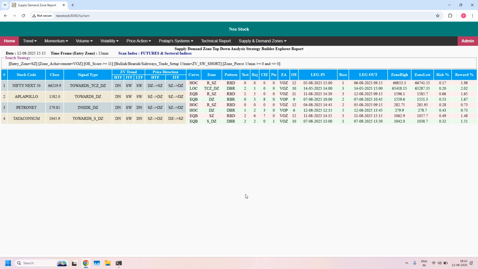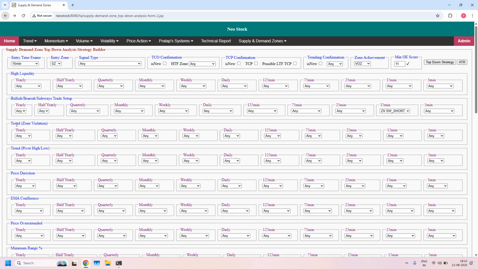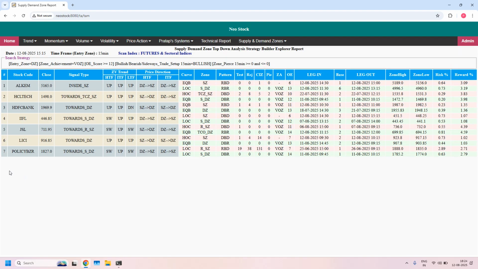And the next one is a bullish trade setup for daily income trade. Entry time frame is 15 minutes demand zone. And here bullish or bearish, I am selecting bullish. And third change, minimum odd enhancer score should be 12. By applying all the filters on the 15 minutes demand zone, we got 7 stocks supporting bullish trade setup for daily income trade, and entry time frame zones are 15 minutes demand zones. So total we got 7 15 minutes demand zones.